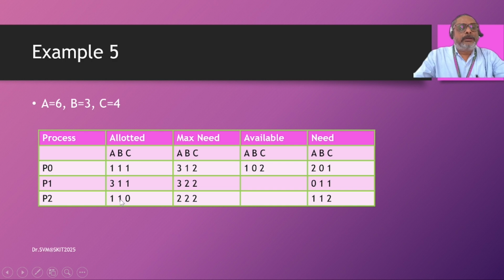So these are the allocated, and these are maximum available, and hence at the current situation we have one instance of A, nothing is left of B, two instances of C are available. So looking at maximum need and current allocation, this is what is yet to be allocated so that the processes can continue. So 201 for P0, 011 for P1 and 112 for P2. Let's see how can we proceed further.